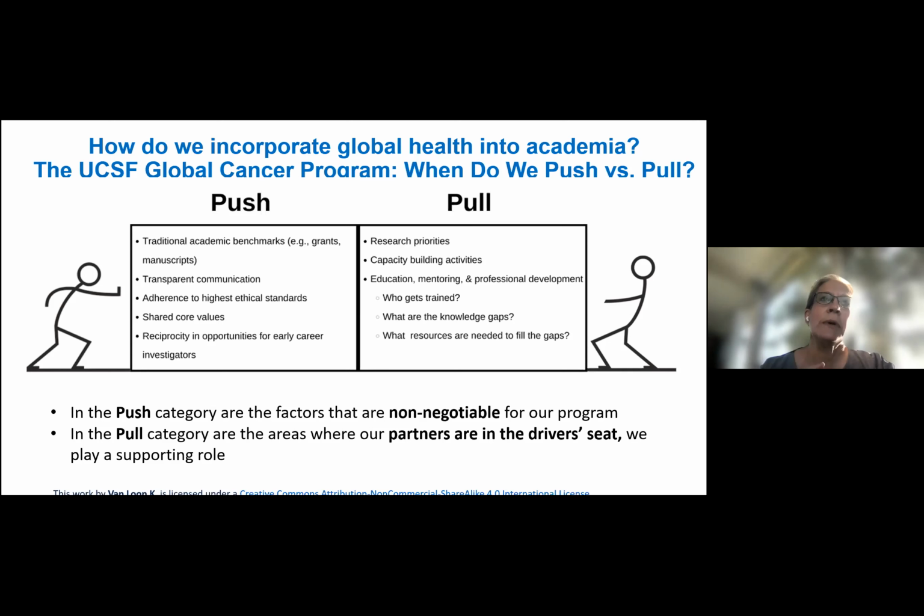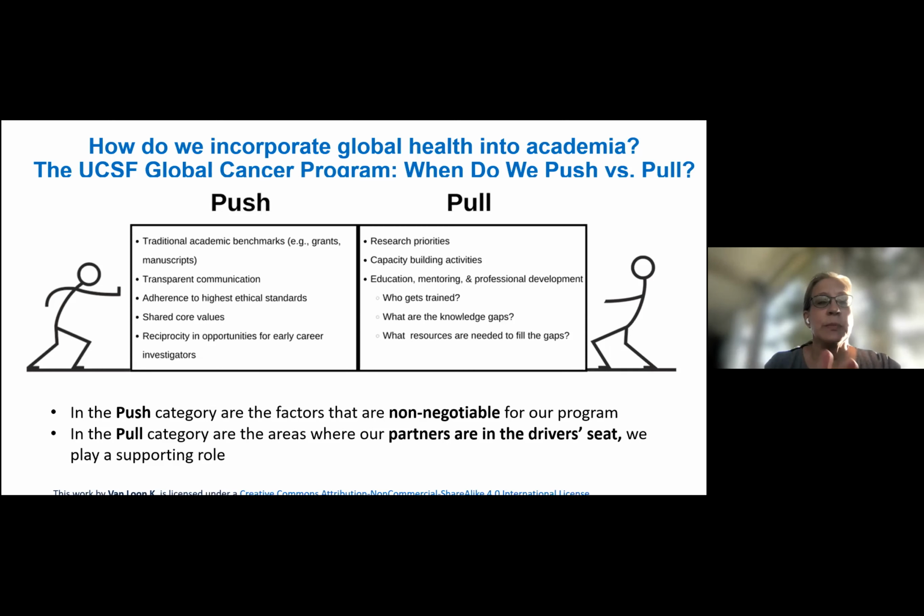At the same time, we don't want a global oncology model where we simply push everything that we do here onto our partners in another country. Instead, we really want to collaborate with them and help pull them up to the more advanced standards and improved outcomes for patients. That includes focusing on the research priorities in their setting as the colleagues in country perceive them, capacity building activities, education, mentoring, and professional development, working with their colleagues in country in terms of who should get trained, what their knowledge gaps are, and what resources are needed to fill these gaps.